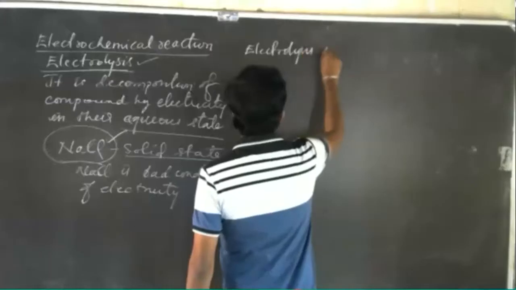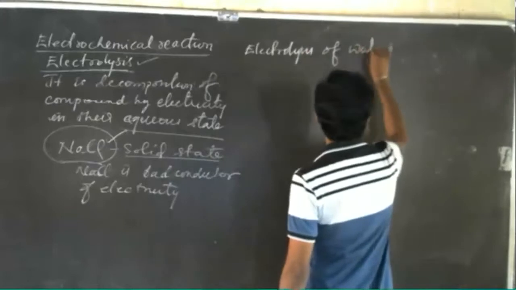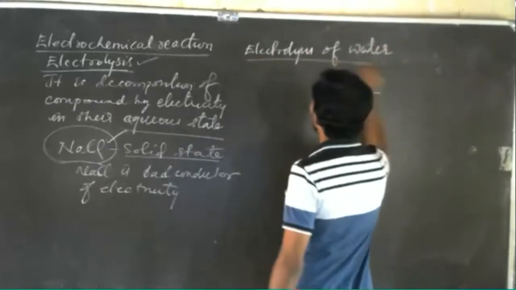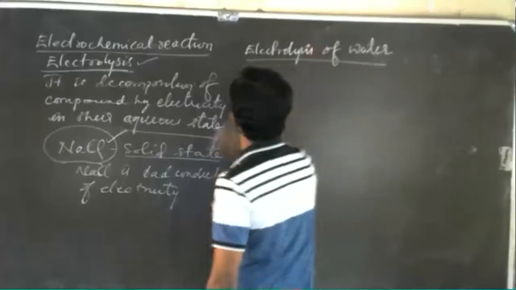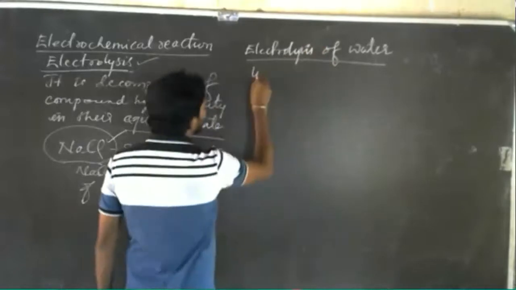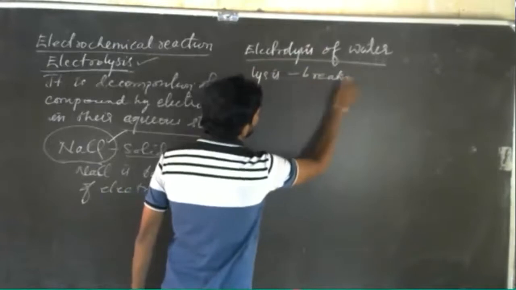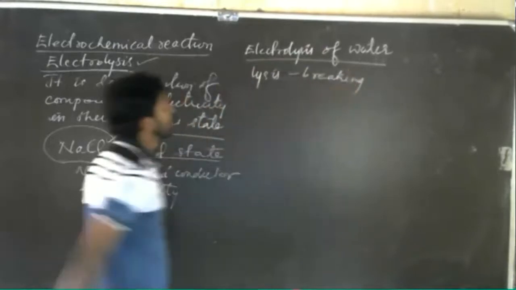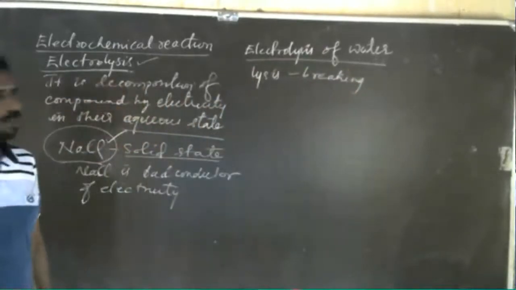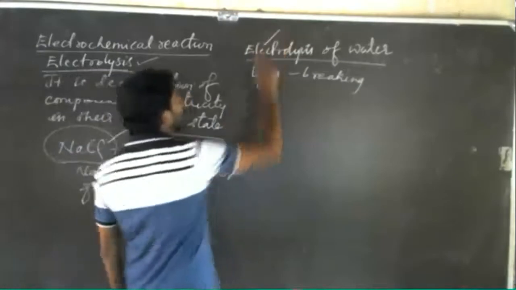Electrolysis of water. This is a process to break water. Electrolysis means what? Lysis means breaking process. Breaking by the help of electricity. Electrolysis.